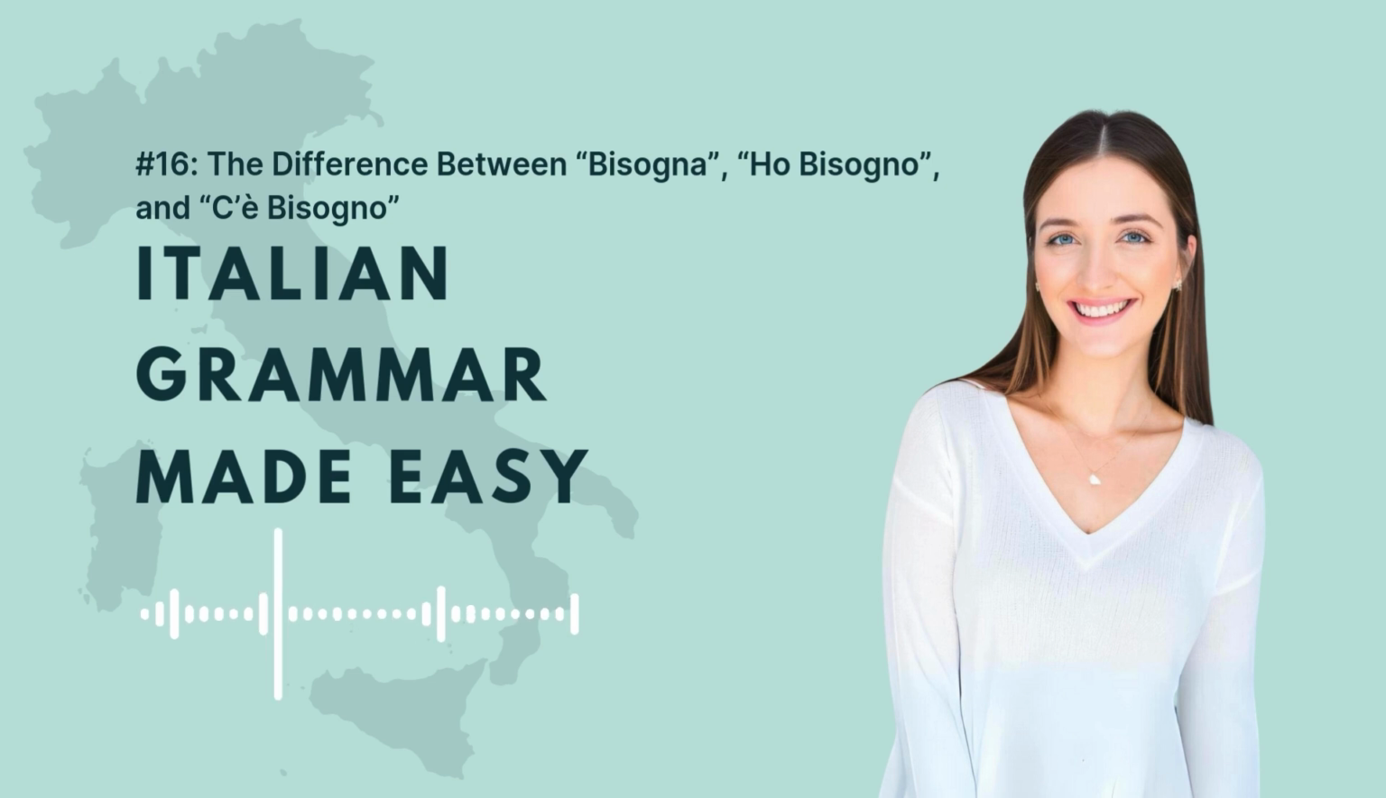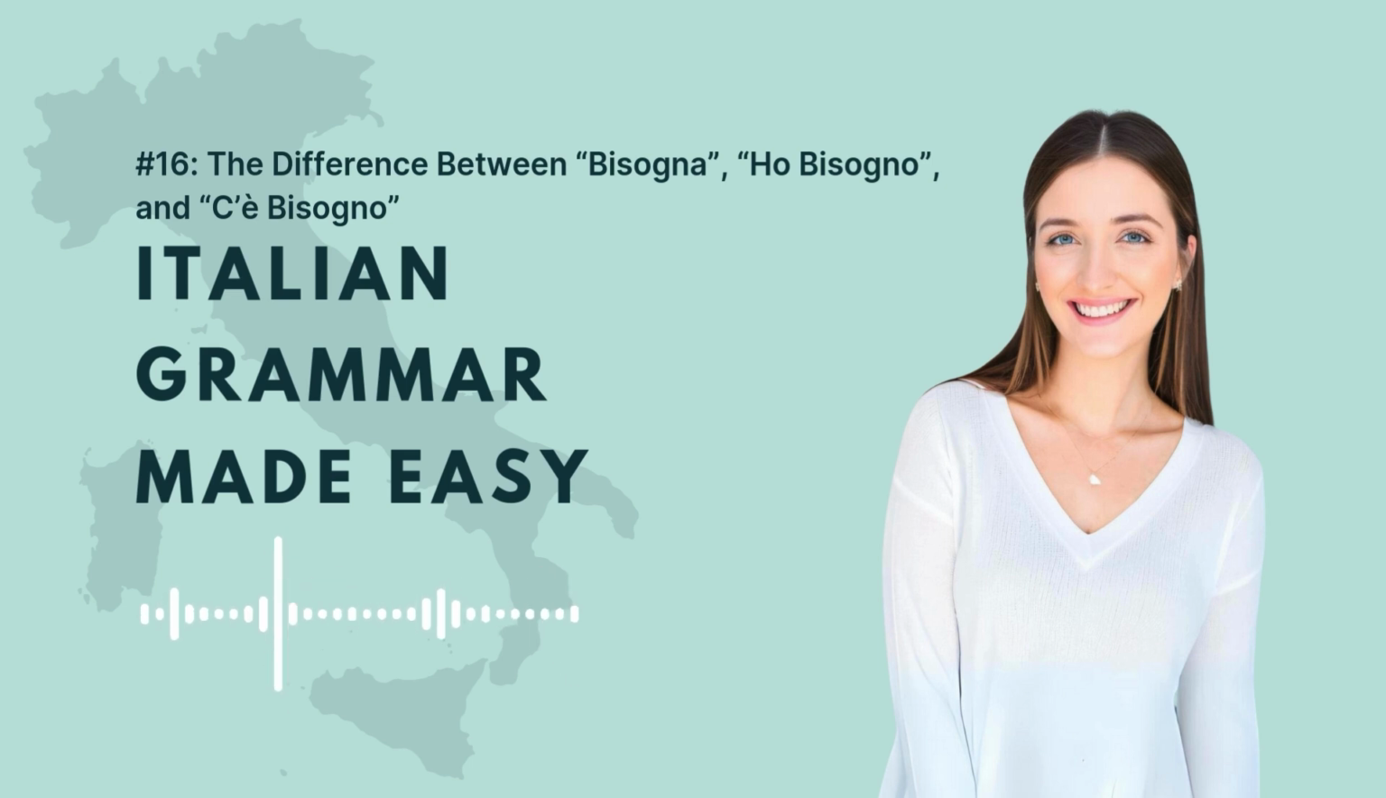When followed by di plus a noun, for example, we can say c'è bisogno di sale nella pasta. There is a need of salt in the pasta. So we have c'è bisogno di and then the noun sale, salt. In the other case, when we have c'è bisogno plus che and the subjunctive, we can say c'è bisogno che parli. There is a need that she speaks. In this case, we have c'è bisogno plus the che plus the subjunctive.